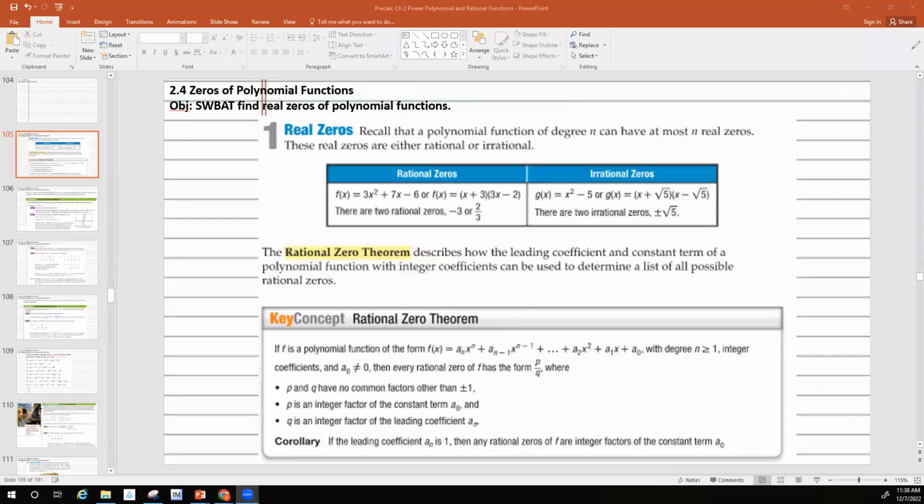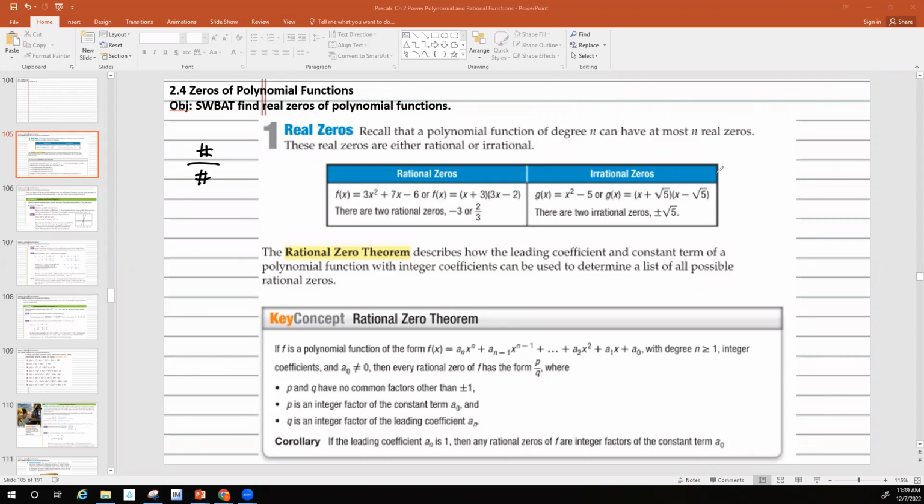All right, so we're going to look at 2.4, zeros of polynomial functions, and this one takes a while. So the objective is that you'll be able to find real zeros of polynomial functions. So we have rational zeros. Remember, rational numbers are numbers that can be put into fraction form, so you could put it as a number over a number.